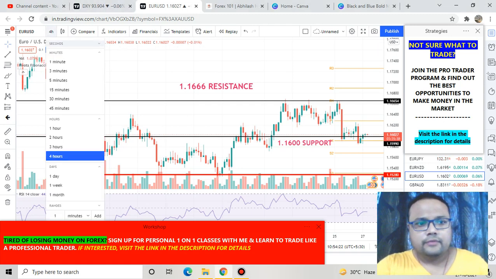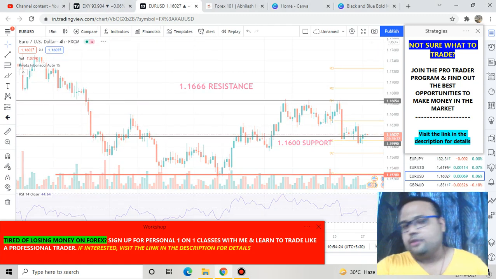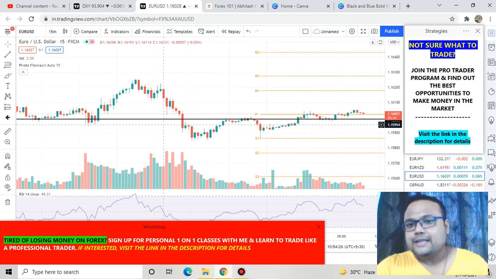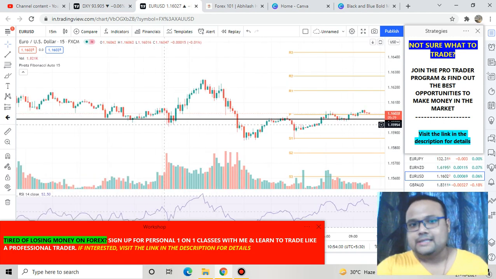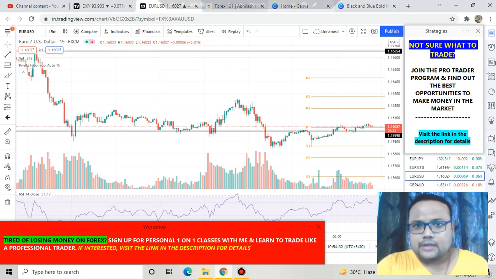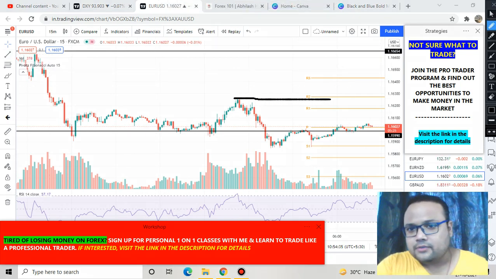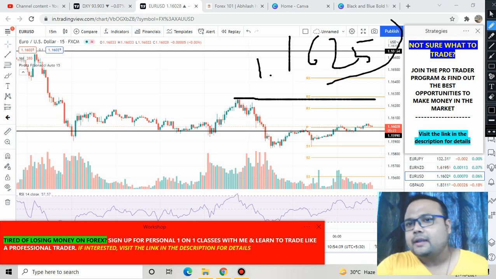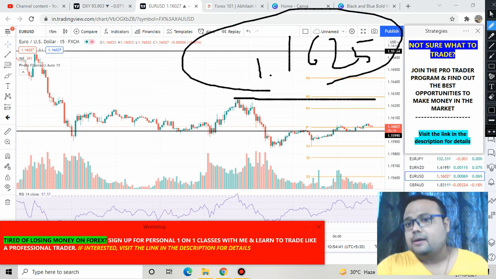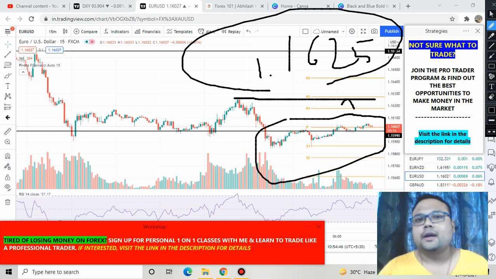If I take it to the 15 minutes time frame, then also you can see that we do not have any proper movement. If the market goes up from here and reverses from this particular level of 1.1625, you can think about shorting the market. But right now, at this portion of the market, we do not have any proper movement, and as we all know, volatility is extremely important for traders to make money.